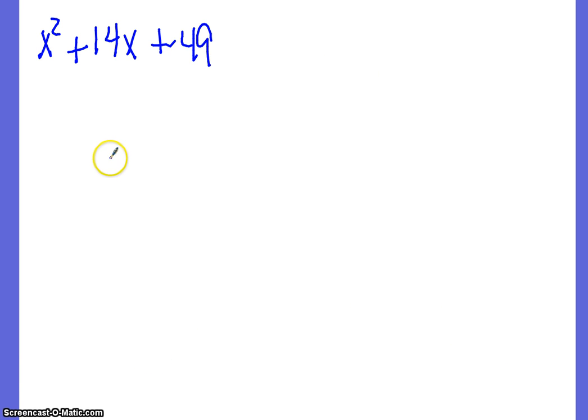So this one has 3 terms. You still look for anything in common. They don't have anything in common. So when there's 3 terms, nothing in common, and nothing in front of the x squared, you find the factors of the number at the end.